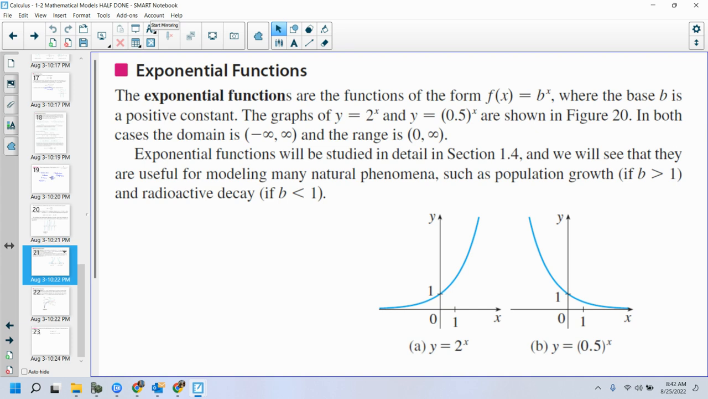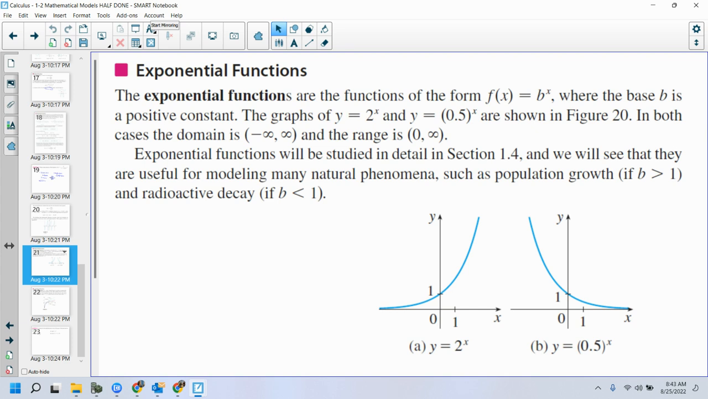The exponential functions are the functions of the form y equals b to the x. f of x is equal to b to the x, where b is the base, and that's a positive constant. That's important to remember. Our base must be a positive constant for it to be an exponential. It could be a fraction, but it can't be negative. And it can't be 0 either, because 0 would turn it into just a flat line.